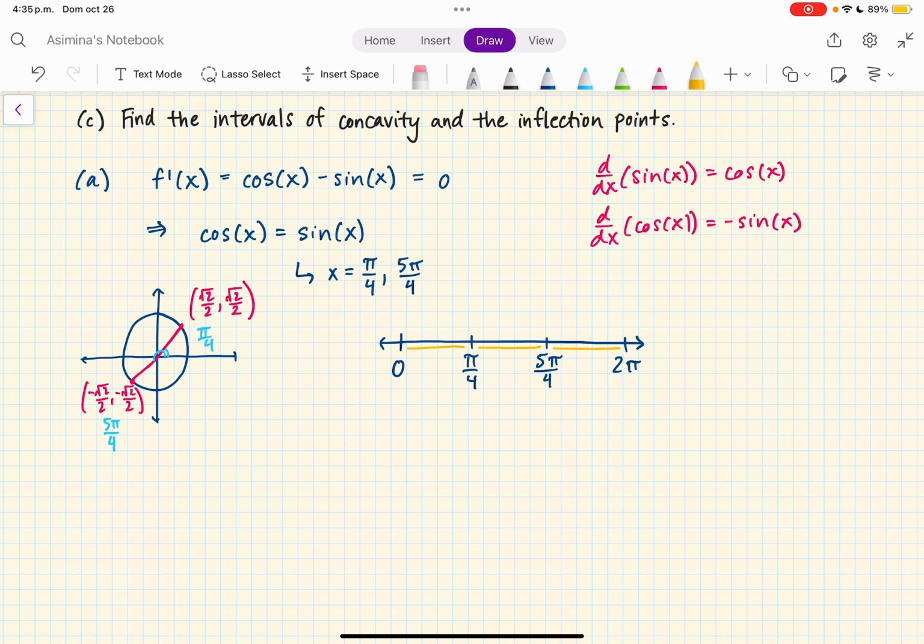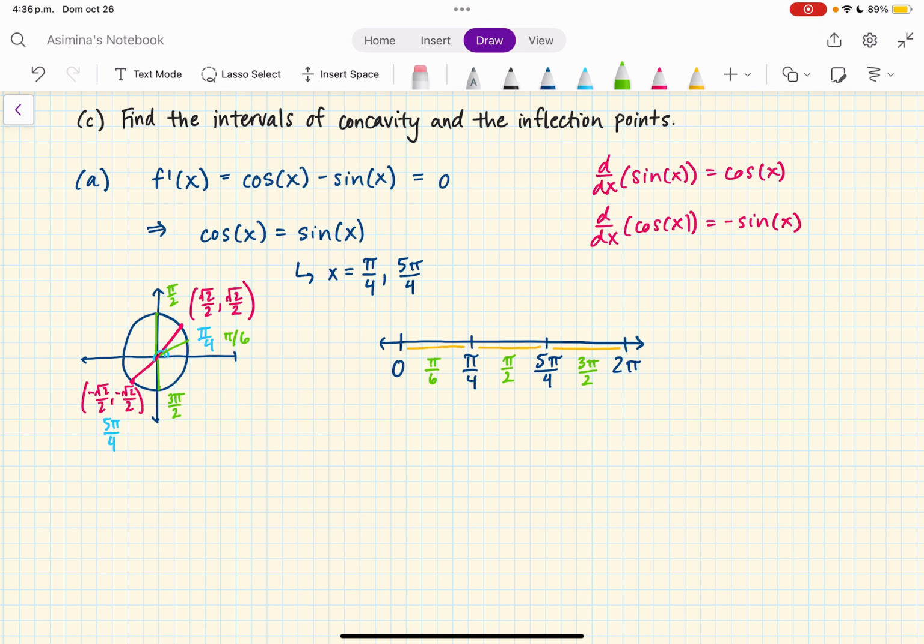So in between 0 and pi over 4, what's an angle that we know that we can easily compute sine of that angle and cosine of that angle? Well, somewhere over here is the angle pi over 6. So we can use that value. And then in between pi over 4 and 5 pi over 4, we have over here pi over 2. So we can use that angle. And then between 5 pi over 4 and 2 pi, we can use the angle directly below, which is 3 pi over 2.